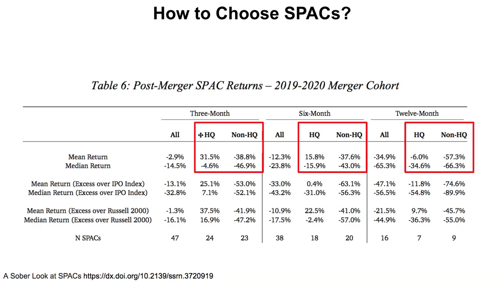You can see the high quality SPACs, which is the definition on the previous slide, do way better compared to the non-high quality SPACs in each time period, right? Just a 3 month period example, the average return for high quality SPACs is 31.5% after the merger. However, for the non-high quality SPACs, the return within 3 months of a merger is minus 38.8%.